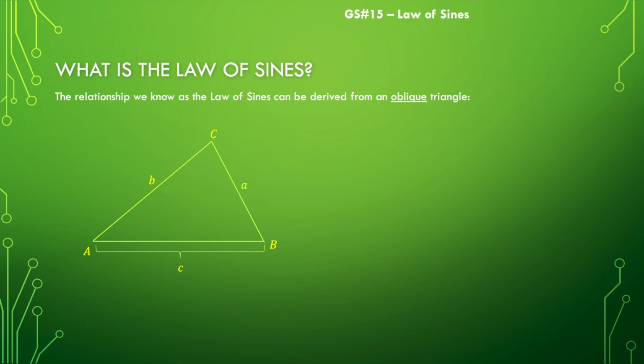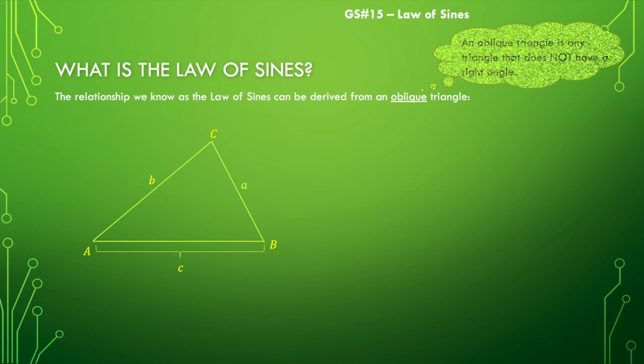Well, the relationship we know as the law of sines can be derived from an oblique triangle. And oblique is kind of a funny word. It is nothing to do with a six-pack abs. It really just means a triangle that does not have a right angle. So it's a class of triangle. Anything that is not a right triangle is classified as an oblique triangle.